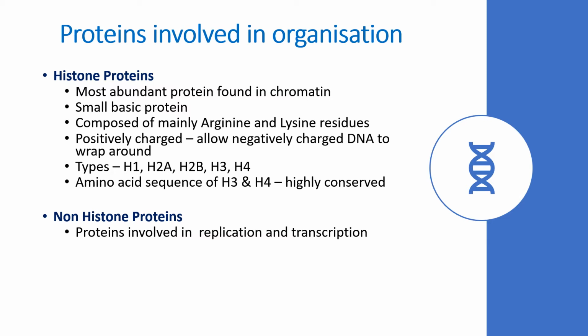These are the most abundant proteins present in the chromatin. These proteins are basic in nature. They consist of many basic amino acids such as arginine and lysine. So they carry a net positive charge, and we know that the DNA is highly negatively charged. So this helps the DNA to interact with the histone protein. The histone protein is of 5 major types: H1, H2A, H2B, H3 and H4.